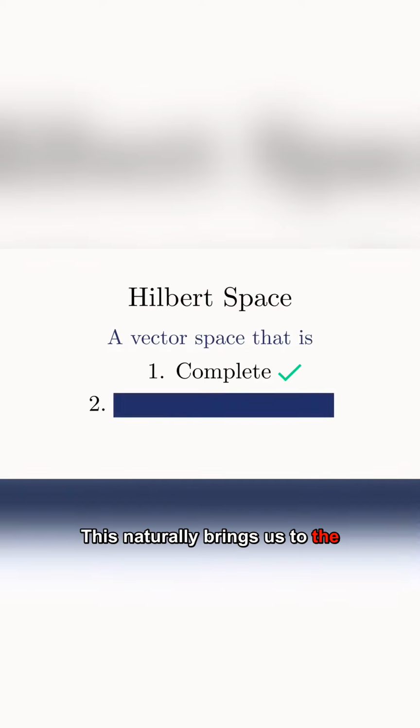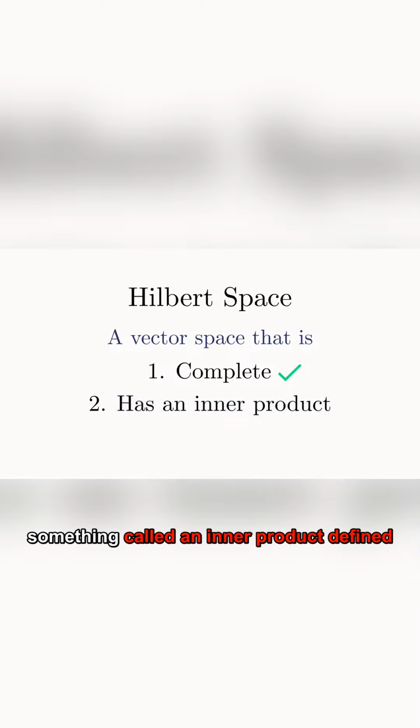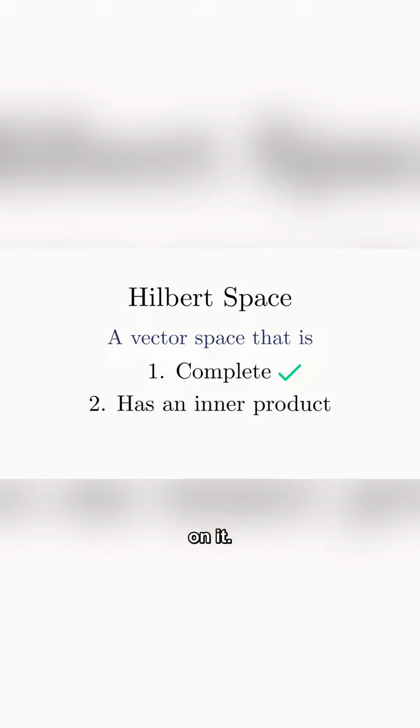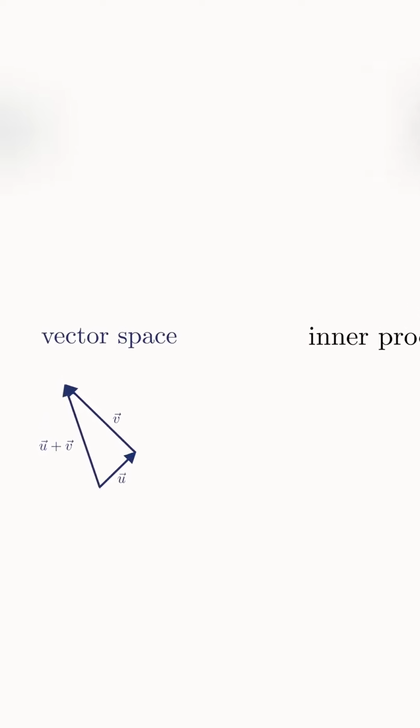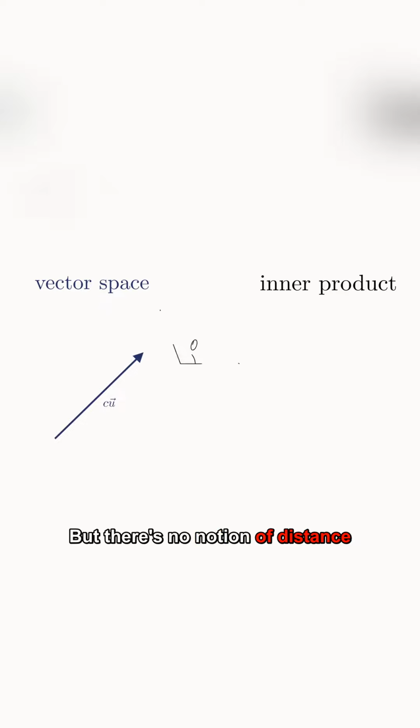This naturally brings us to the second requirement for a Hilbert space, namely that it needs to have something called an inner product defined on it. A basic vector space has enough of a structure that allows for adding vectors and scaling them. But there's no notion of distance nor angles between vectors.